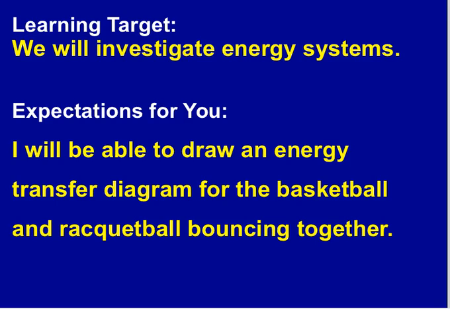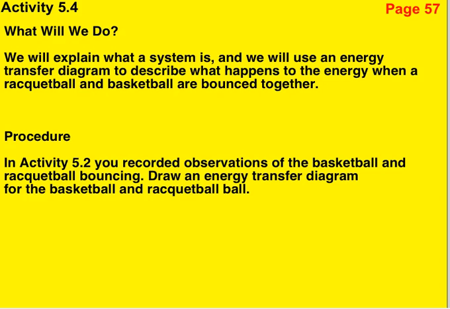If you remember, we did a lab where we had the basketball and the racquetball. First we dropped the basketball by itself and then recorded how high it bounces on the first and second bounce. Then we did the racquetball, then we did them together. And you're going to draw an energy transfer diagram for that happening. So when we look at it right here, let me go back to this slide. We're going to explain what a system is today, and we will use an energy transfer diagram to describe what happens to the energy when a racquetball and a basketball are bounced together.